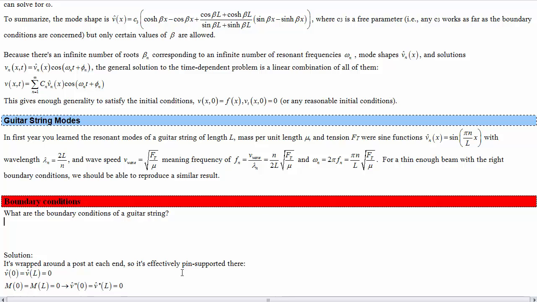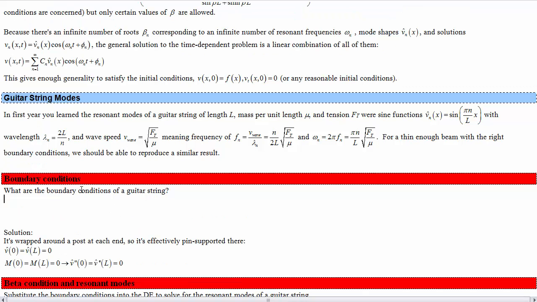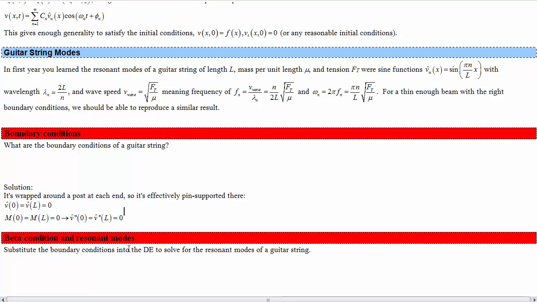All right, well, if you think about it, it's kind of wrapped around a post at each end, so that means it can't move in that direction, but the post doesn't apply moment to it, so the angle doesn't matter at the ends, which means there's no displacement or moments at each end. So the 0th and 2nd derivatives are 0. Substitute the boundary conditions into the DE to solve for the resonant modes of the guitar string.